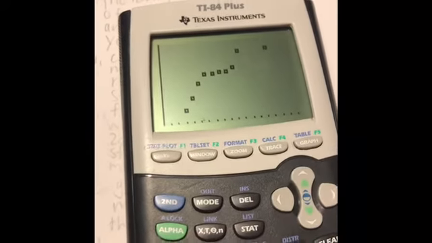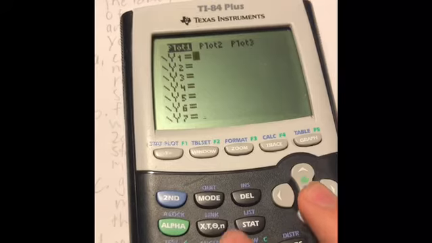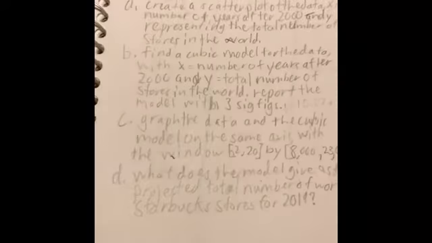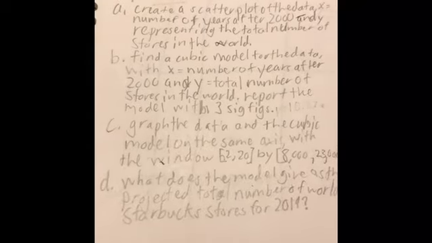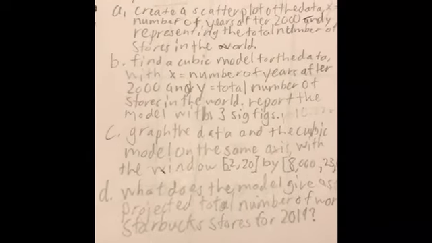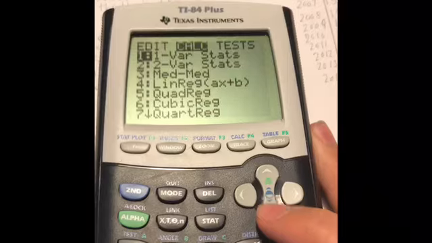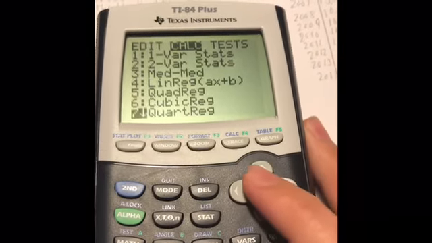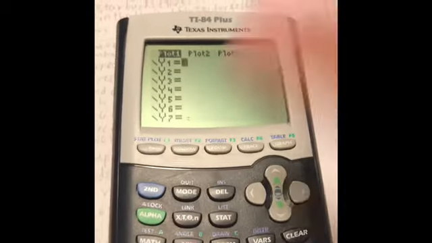Then if you look here, make sure you have your stat plot on, and you'll have that good to go. Then we move on to B, and it asks us to find a cubic model for the data that we just put in our stat plot. All you have to do for that is go to Calc. Oh wait. Notice, I have nothing in my Y1.